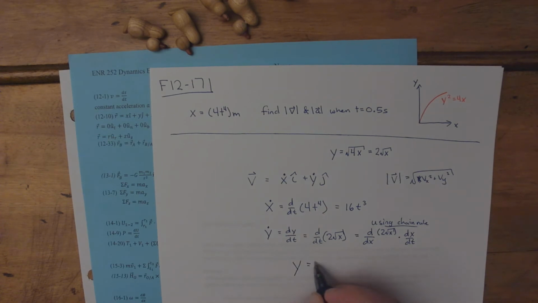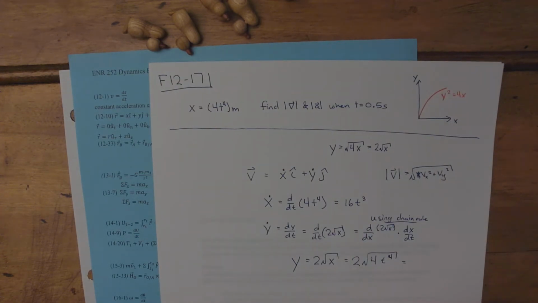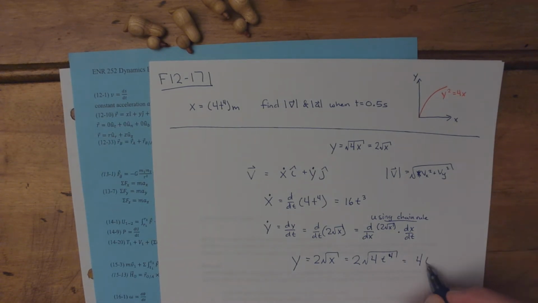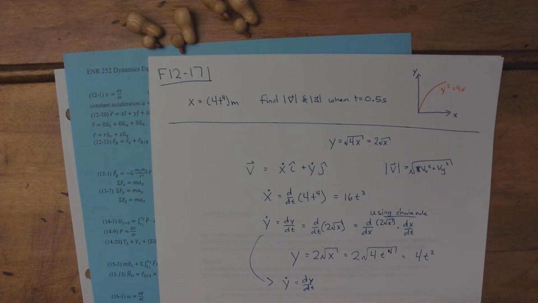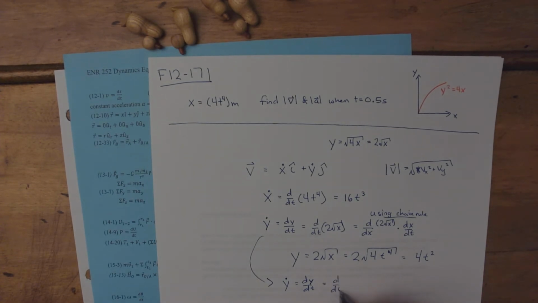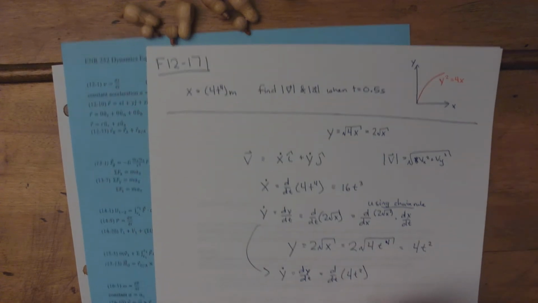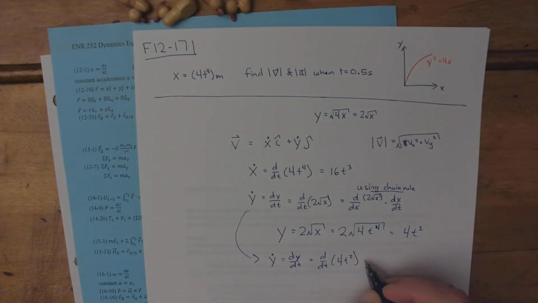So that would make y, which is equal to 2 times the square root of x, equal to 2 times the square root of 4t to the 4th. This is quite easy to do. The square root of 4, as we just did up there, is 2, so that's 2 times 2 outside the square root, which is 4, and then t to the 4th, when you take the square root, would be t squared. Okay, now I can just say dy dt is equal to the derivative with respect to time of 4t squared, which is 8t.